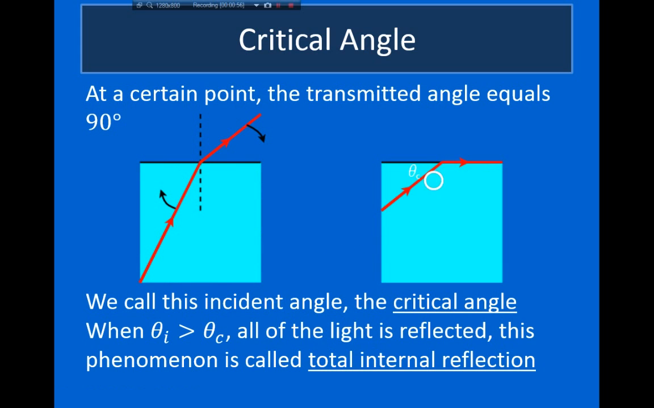And when this occurs, this angle of incidence at which this occurs is called the critical angle. So when light comes in at the critical angle, the transmitted angle is equal to 90 degrees. And when this happens, none of the light is actually transmitted through to the other side of the material. And this phenomenon is called total internal reflection.